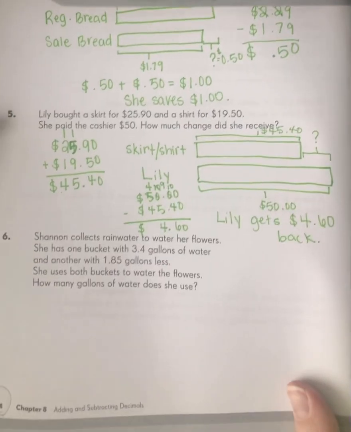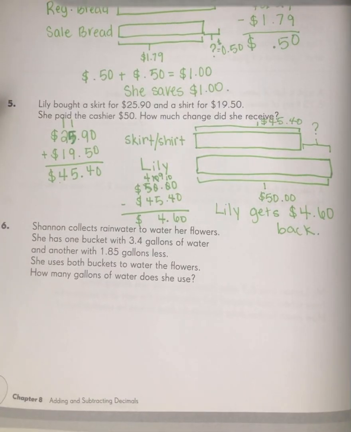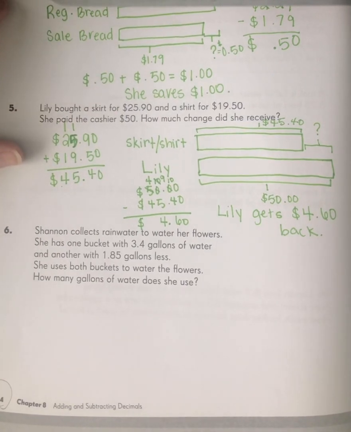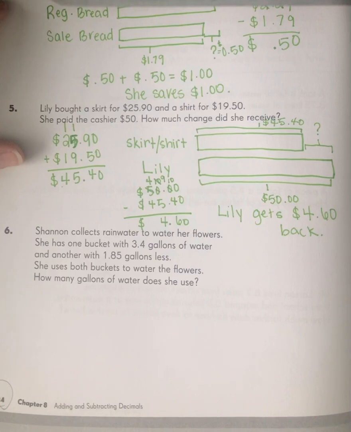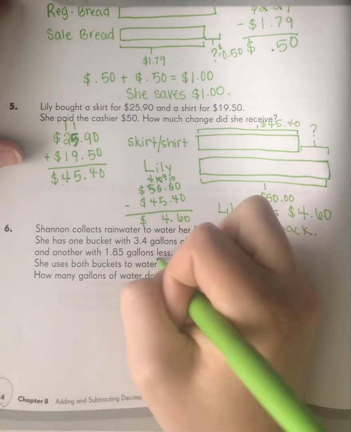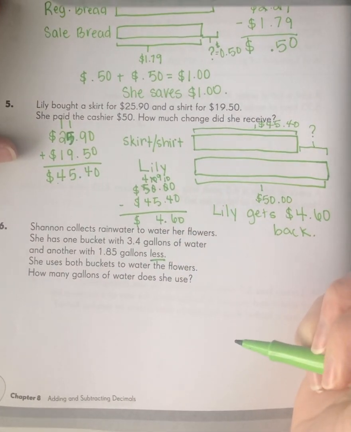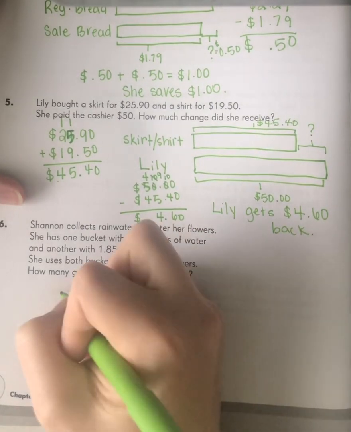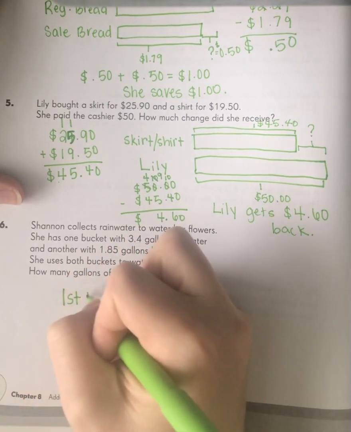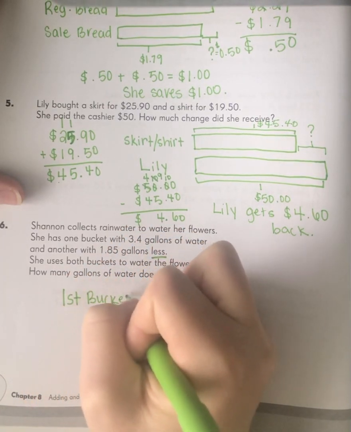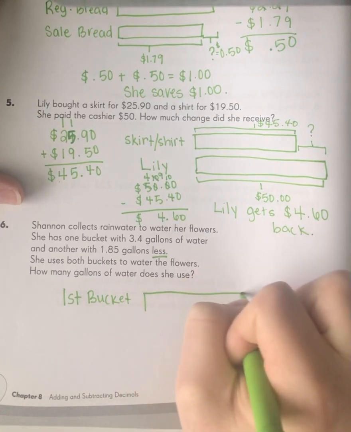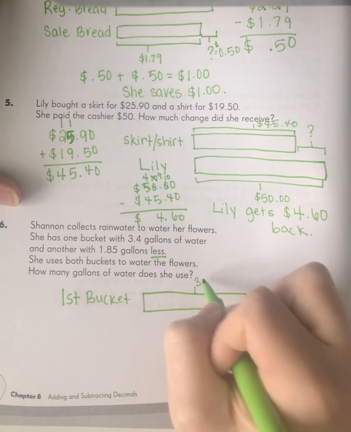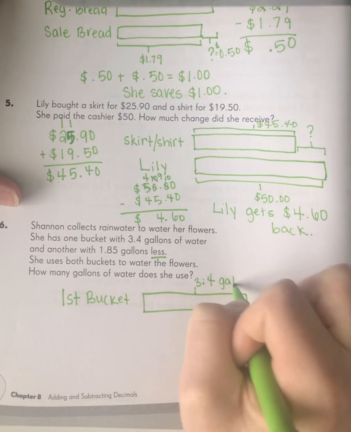Last but not least, our very last problem. Shannon collects rainwater to water her flowers. She has one bucket with 3.4 gallons of water and another with 1.85 gallons less. She uses both buckets to water the flowers. How many gallons of water does she use? So I'm going to set this up. The first bucket, we know, has 3.4 gallons of water. So I'm going to put GAL.